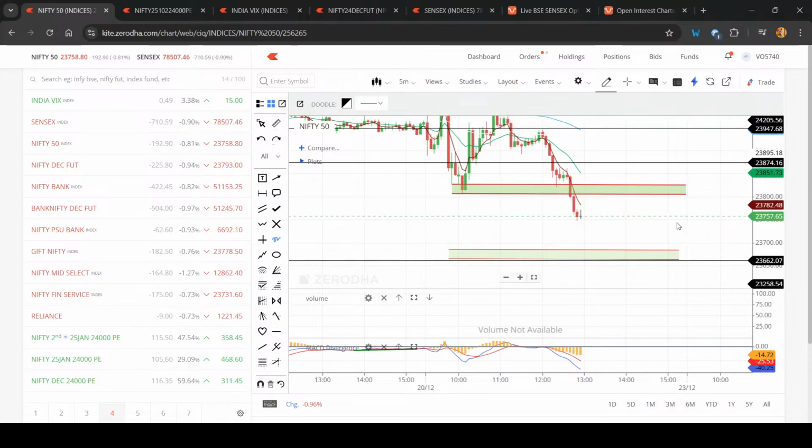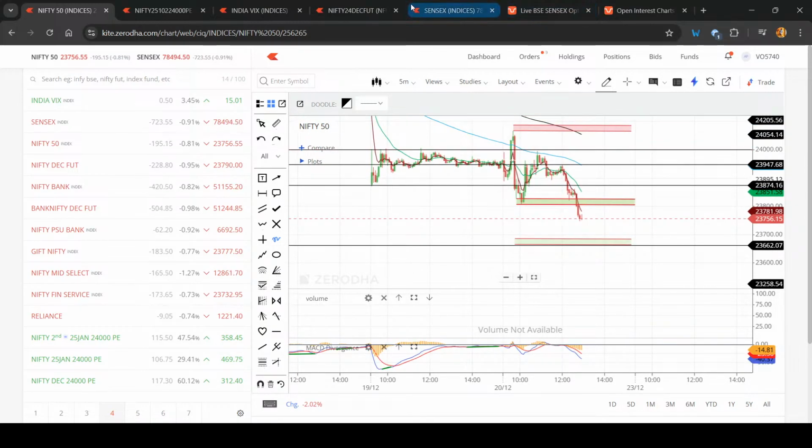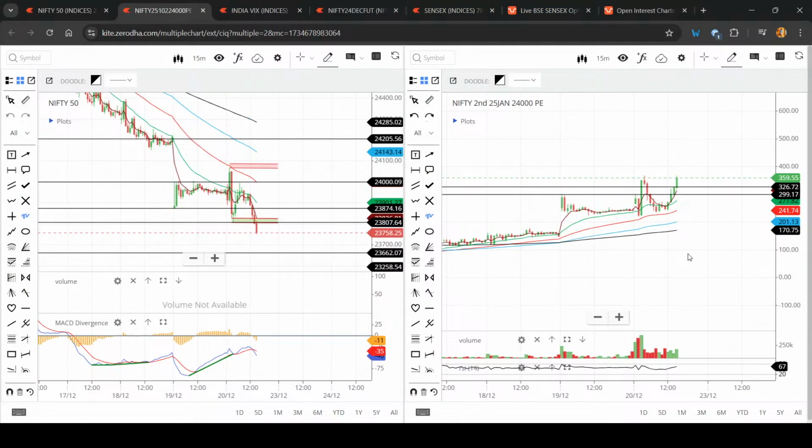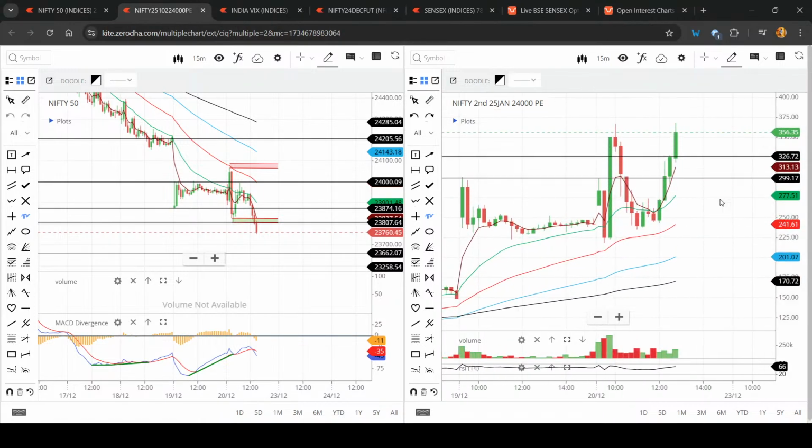Alright, let's see, but still we are way below 23,800, so the bias is hugely on the negative side. All right, so let's go on. Okay, premium has increased, so I'm trading from a 15 minute perspective. The 15 minute 20 EMA is at 277, so my stop loss is the same.